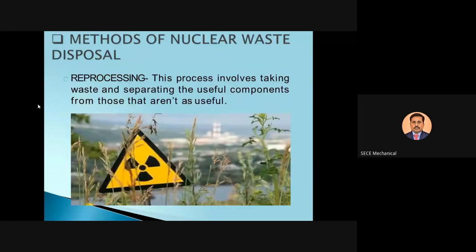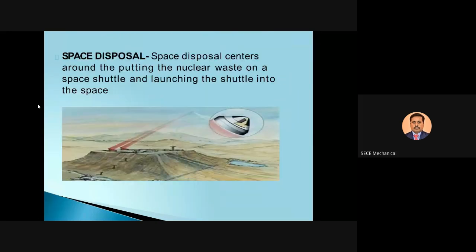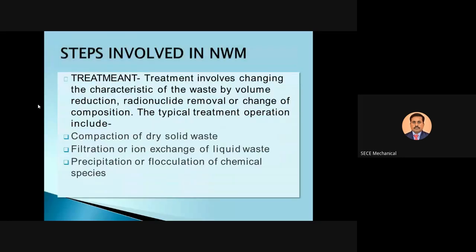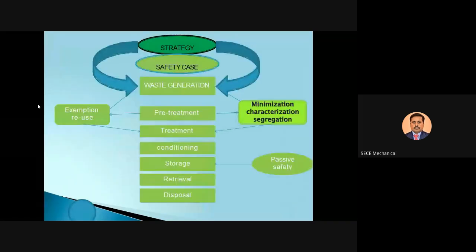The 3 methods are: first one, geological disposal, then reprocessing, then space shuttle. The next one is the steps involved in the nuclear waste management system. There are 6 steps involved, based on the waste generated from the nuclear power plant. We categorize them as pre-treatment, treatment, which comes under minimizing the categories of segregation, then conditioning, storage, retrieval, and disposal. So these are the 6 steps involved in the nuclear waste management system.